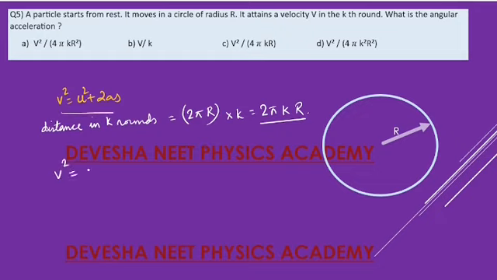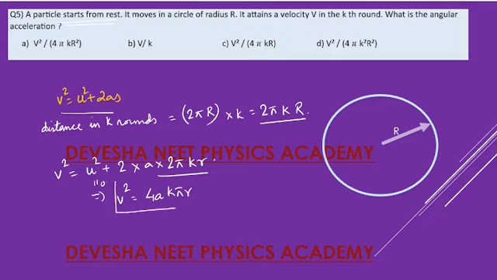So v square is equal to u square plus 2 into a into 2 pi k r. Since it is given in the question that the particle starts from rest, u is equal to 0. So this becomes v square is equal to 4a k pi r. So this is the velocity square here, right?